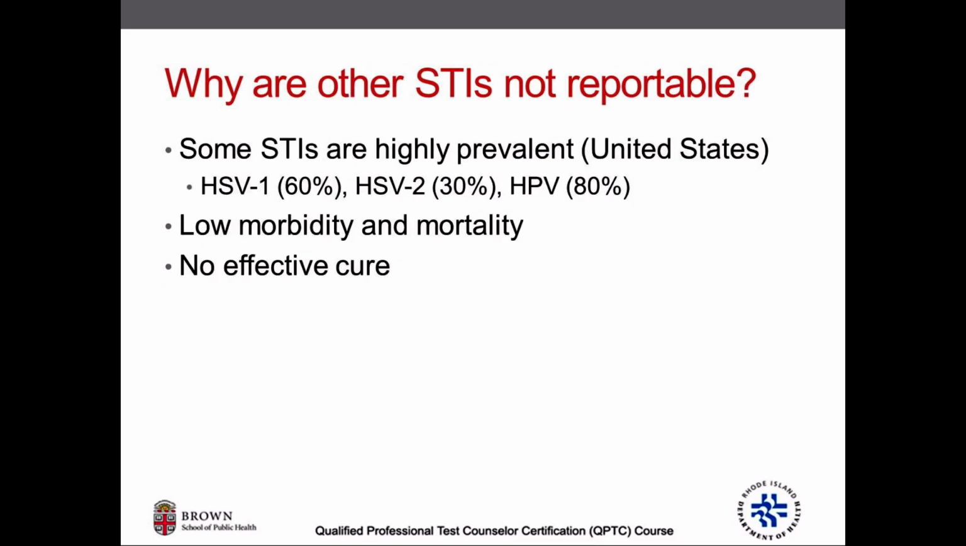There's other STIs that are just so highly prevalent that it doesn't really make sense to report them, because there's no way that you can really interrupt the chain of transmission. These include STIs such as HSV, herpes simplex virus, as well as HPV, where, as you can see here, especially for HPV, up to 80% of the population is infected at any one time. There's also very low morbidity and certainly mortality associated with these STIs, and there's also no effective cure. So even if we diagnose someone with some of these STIs, there's not much we can do.